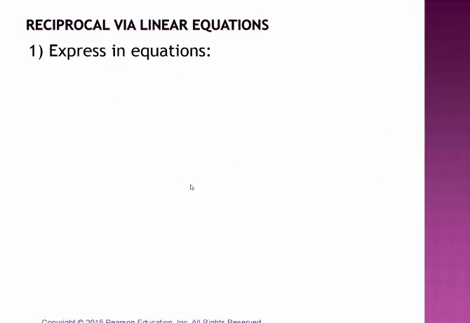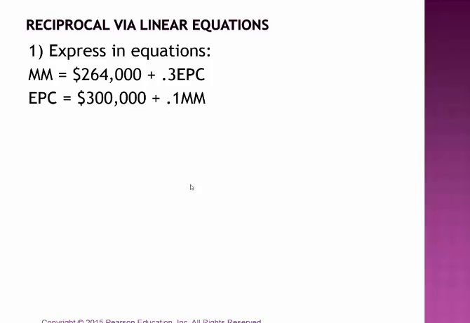Alright, so if we express it into equations, materials management has a base overhead budgeted cost of $264,000, but we also know that they are going to get 30% of engineering production control's amount. Okay, so there's the first formula. So materials management equals $264,000 plus 30% of EPC. EPC's formula, they've got $300,000 worth of overhead cost plus 10% of materials management. But again, recall, these are all interrelated. Where do we draw the line? We have got to make sure it is fully reciprocated and the amounts show correctly.